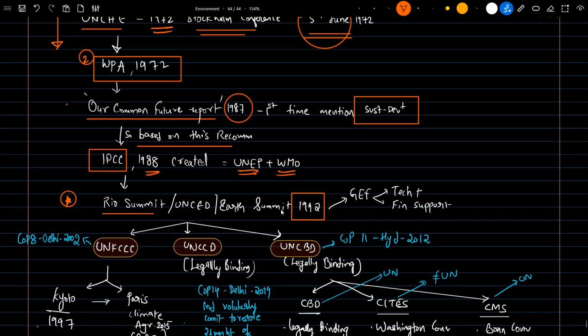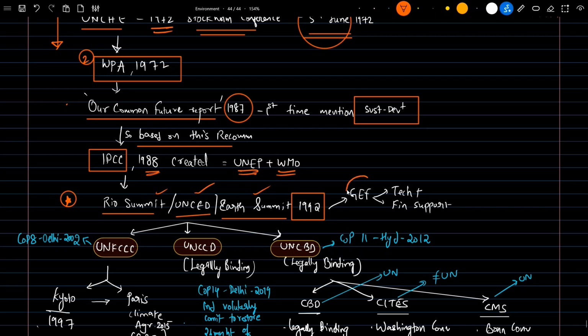It is also called the Earth Summit because a major organization was set up under this summit. It is also called the United Nations Conference on Environment and Development. So it is all the same: Earth Summit, Rio Summit, or United Nations Conference on Environment and Development in 1992.